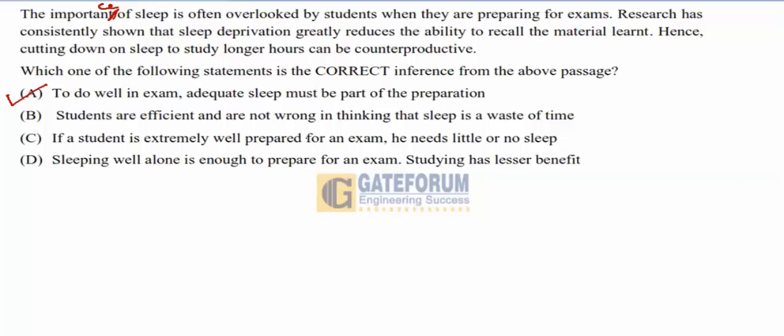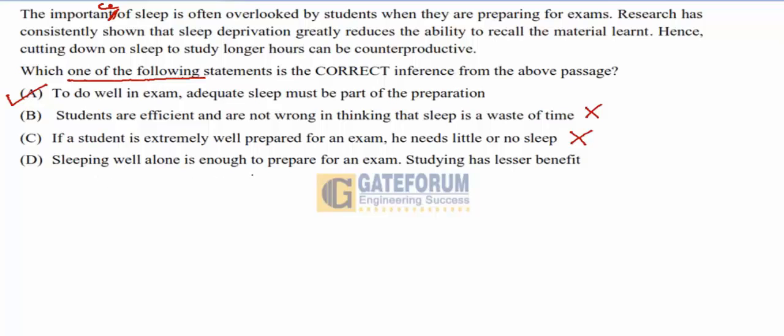Now, had it been an exam, since this one has been said, I would not have gone further to study the others and wasted time, because I've got the correct one. Only one must be correct. But this is not the exam hall, so we are discussing. So let us go to the others also. Students are efficient and are not wrong in thinking that sleep is a waste of time. Completely wrong, because nothing of that sort has been said here. If a student is extremely well prepared for an exam, he needs little or no sleep. Obviously wrong, because nothing of that meaning has been said here.